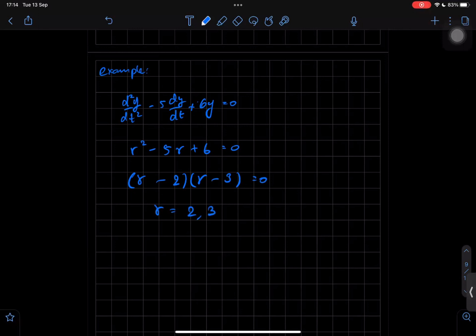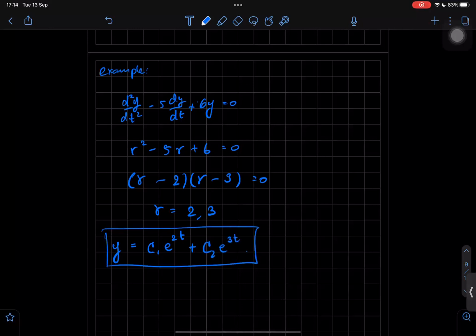So you get that y equal to, it is real and also different, right? So it becomes c1 e to the 2t, sorry, plus c2 e to the 3t. And then you get the solution of this higher order equation.